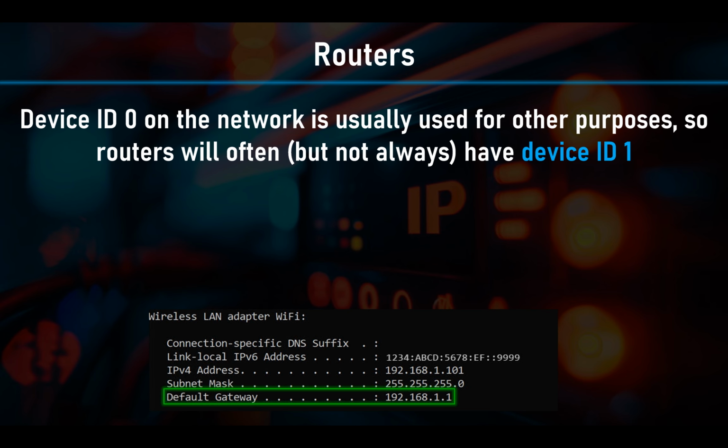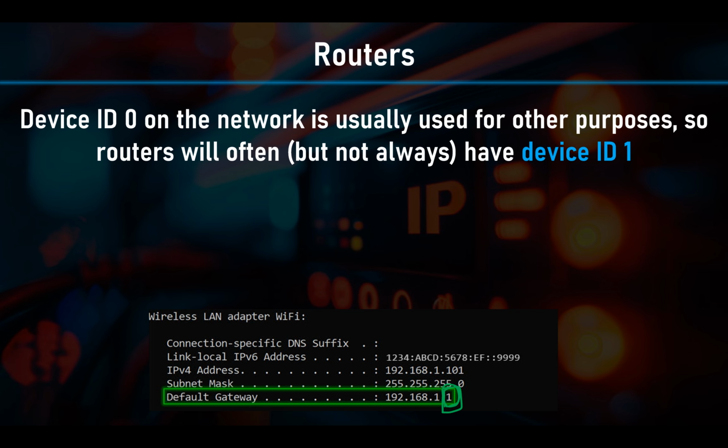If we recap quickly about routers, usually device ID on the network is reserved, or used for other purposes. I think they say testing, maybe diagnostics, things like that. Routers will often, but not always, have device ID 1, just being the first device on the network. If we look at this here, the default gateway is going to be device ID 1, which we can see here.